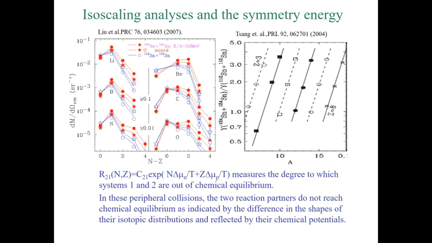Yeah, Fuchang, go ahead. Bill, this is Fuchang Wang. I have a question about your D over P ratio, triton over P ratio, sensitive to the symmetry energy slope parameter in the soft.